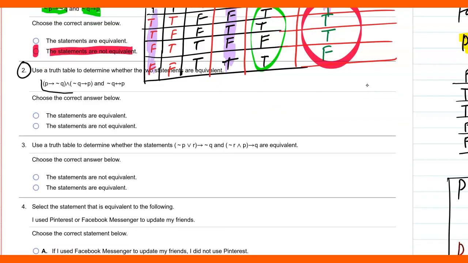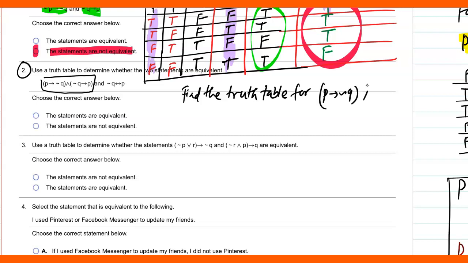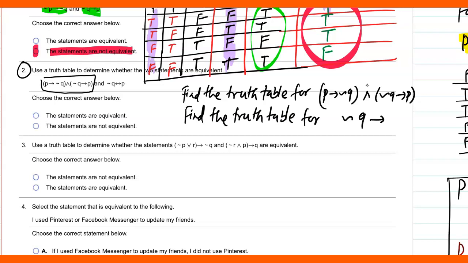Okay, find the truth table for this. Table for P, right arrow, not Q, and not Q, right arrow, P. This is the first statement, and find the truth table for not Q, double arrow, P, the second one. Okay, and check if they are the same.